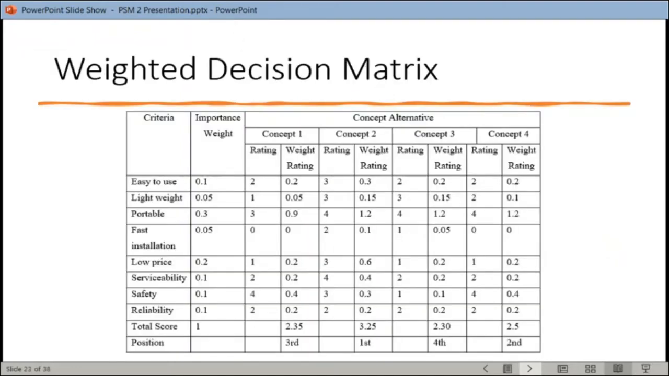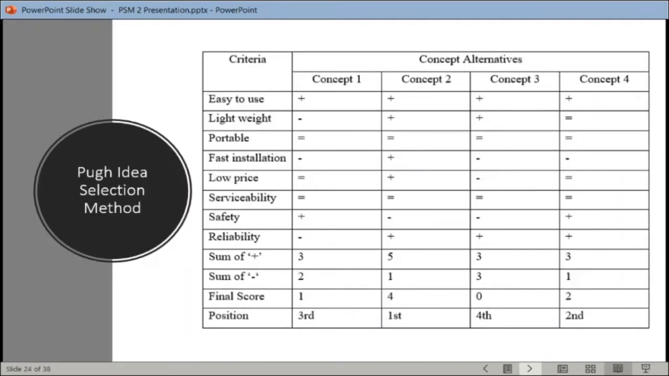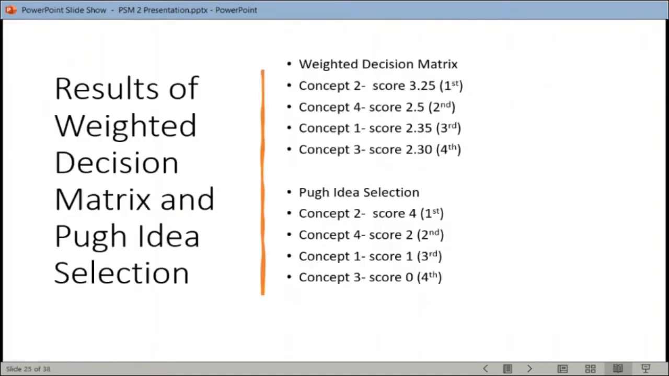This is the weighted decision matrix for the concepts and the Pugh ideal selection method. The results of the weighted decision matrix and the Pugh ideal selection show that concept 2 has the highest score in both selections, which means concept 2 is selected as the concept design and will proceed to the final design.